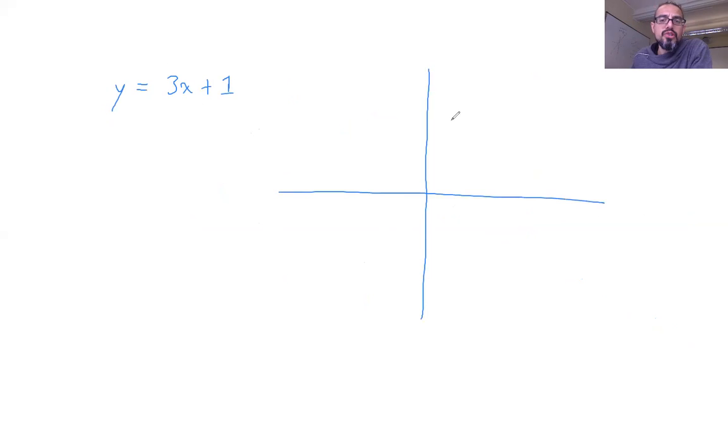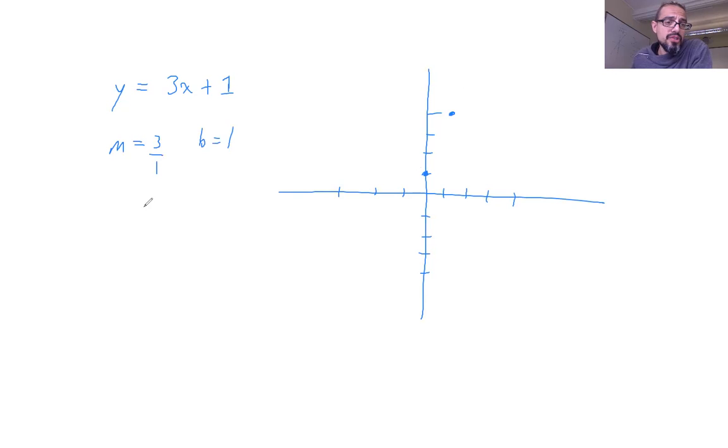So say we have y equals 3x plus 1. All right, so I'm going to do this really fast now. Hopefully you recognize the y-intercept is +1, so I go there first. And hopefully also you recognize that the slope is 3/1. There we go. So I go to my y-intercept, I go up 1, 2, 3, and over 1.